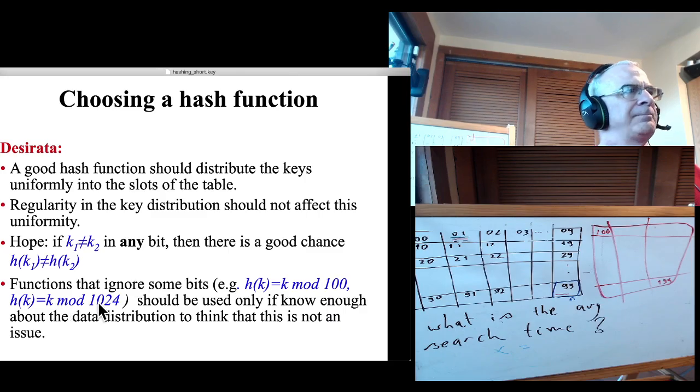Similarly, look at h(k) equals k mod 1024. It has some nice properties, but it also looks only at the last 10 digits in the binary representation. Maybe it's still fine, maybe it's not, but you're only looking at the last 10 digits in the binary representation, and the function is not sensitive to differences in other digits.